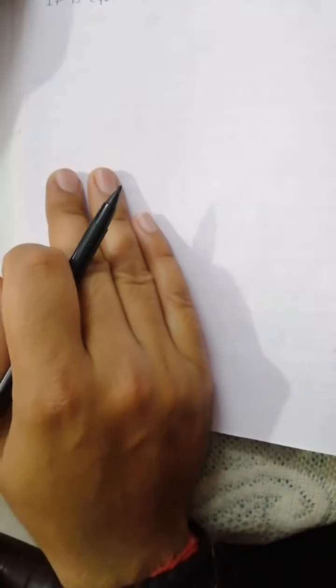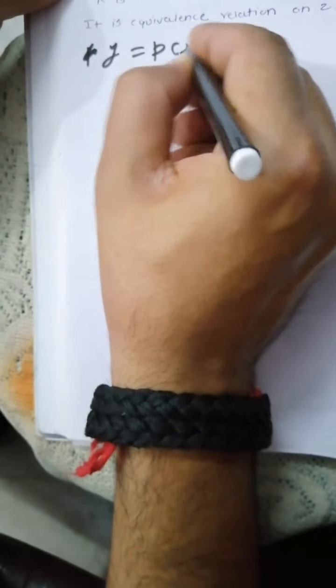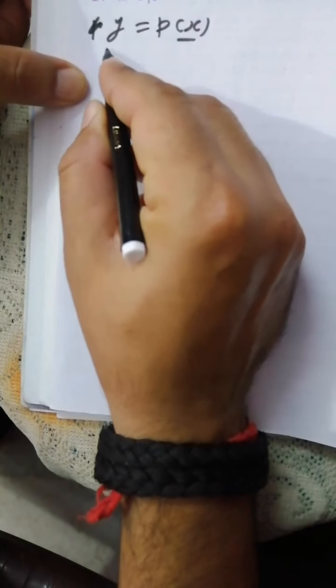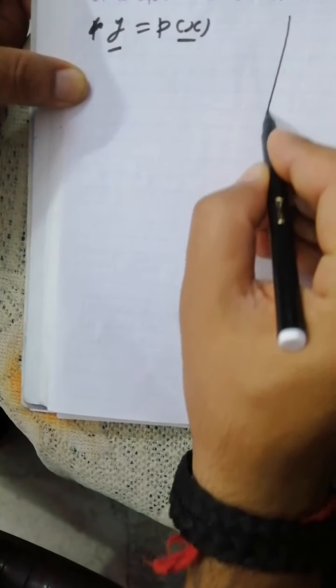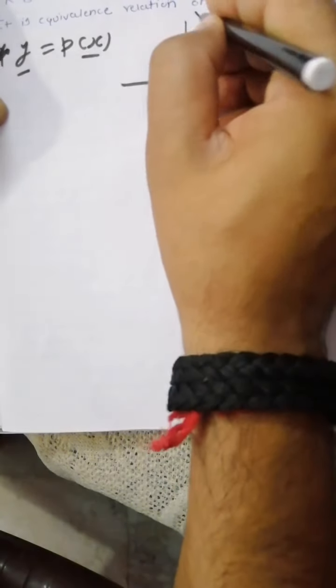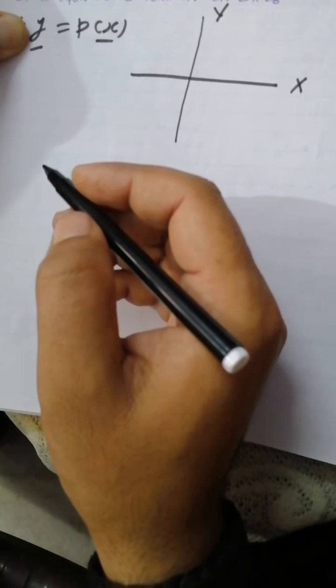Now the number of zeros can be represented on the number line. Like if I am writing y equals p(x), then here we can see this polynomial is in terms of y. So on the number line, if we have to find the zeros, it can be represented this way. This is the x-axis and this is the y-axis.